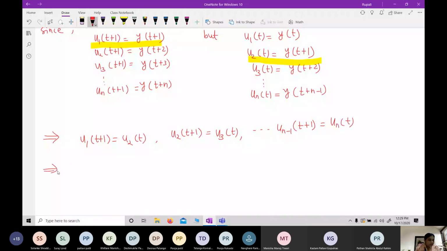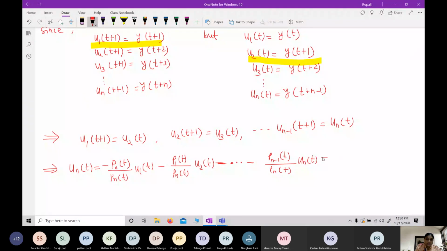So this implies unt can be written as minus p0t upon pnt u1t, minus p1t upon pnt u2t, and so on, minus pn minus 1 of t upon pnt unt, plus rt upon pnt.